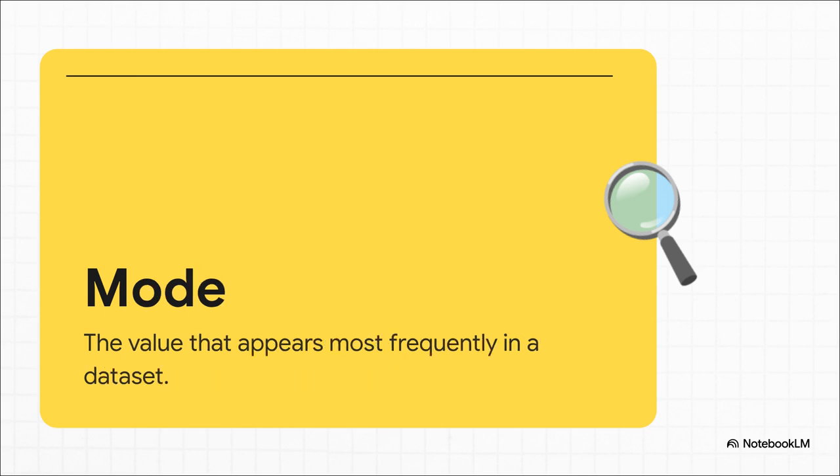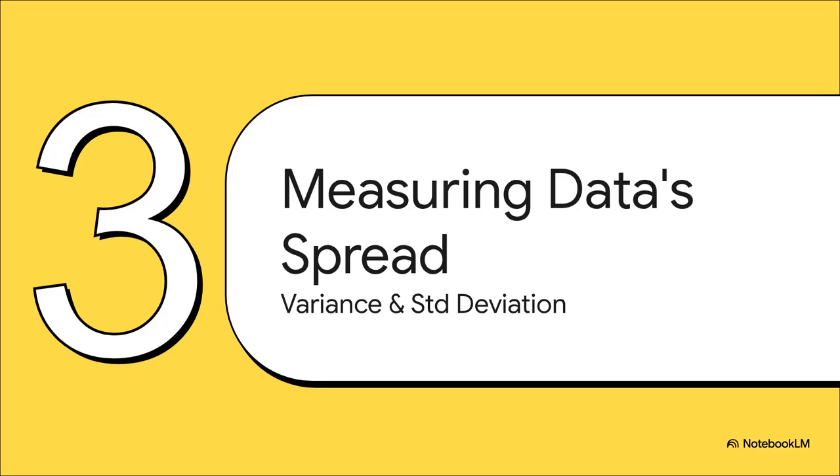And finally, the easiest one to remember, the mode. Mode just means most often. It's the most popular kid in the dataset, the value that shows up more than any other. Simple as that.